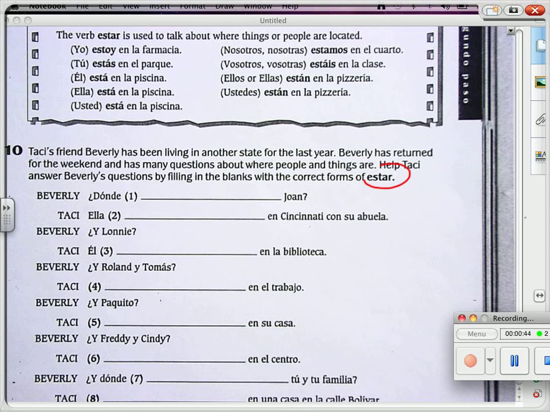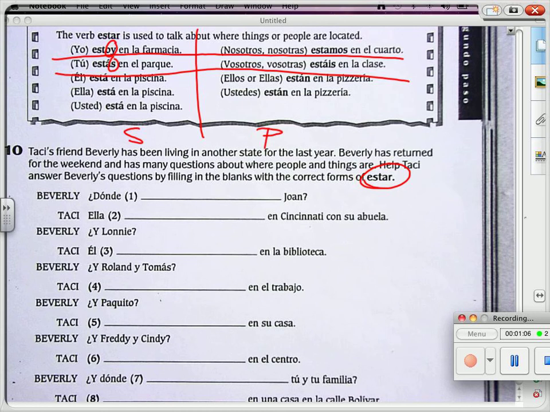So we know we're going to be using the verb estar. We have a chart up here. Remember, don't freak out when you see this chart. It's the same chart that we use in class. The only difference is that they put El and Ellas and Ellos. They have it broken down. All right, so what we want to focus on are the verb endings. This is the singular side and this is the plural side.